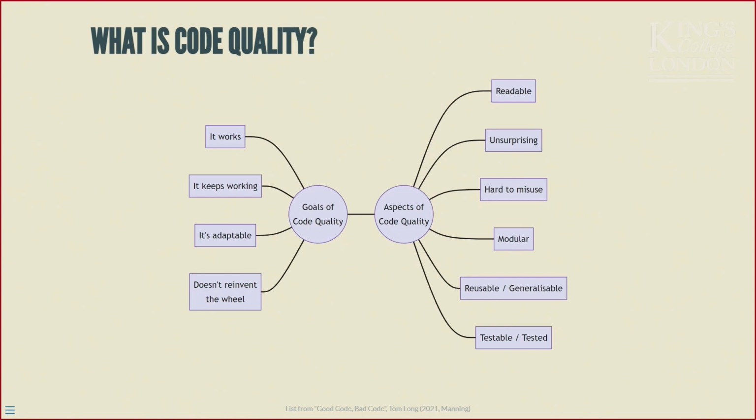So that it works, so for a given project that it works, that it keeps working, that you've got things in place to ensure that the code you've written today will continue to work as a project evolves. That it's adaptable and it doesn't reinvent the wheel, because you don't want to be writing more than you actually need to. But they're the goals of code quality. But how you actually achieve that is from the stuff on the right-hand side.